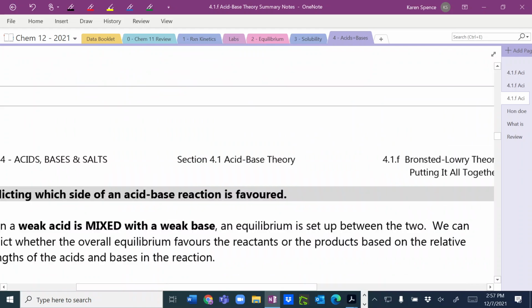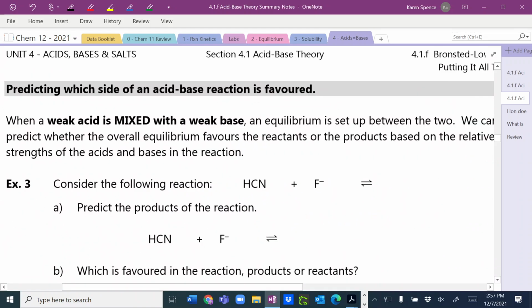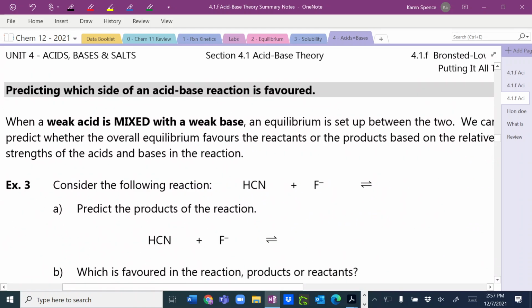Okay. Predicting which side of an acid-base reaction is favored. What does it mean if a side is favored? It means that those concentrations will be higher at equilibrium. If a side is favored, its concentrations will be higher at equilibrium.